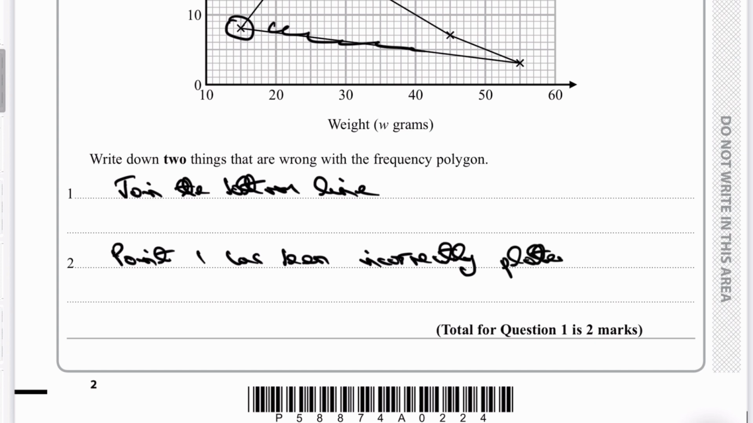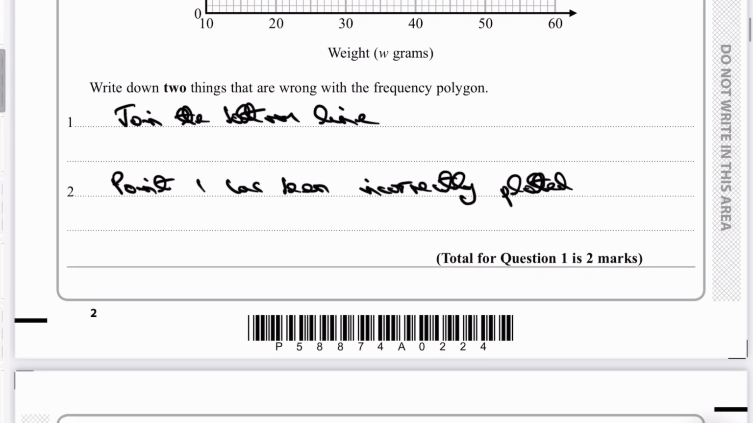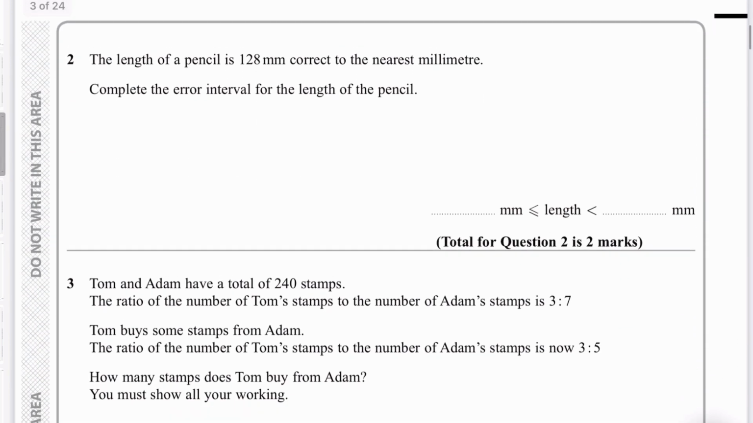I will just mention, however, there is a third thing, is that there is no labelling on the y-axis. So you could actually get away with the frequency label not added, and that would be perfectly fine as well. So you've got 2 out of those 3 things would be fine. Okay, let's move on then to question number 2, which is length of a pencil.